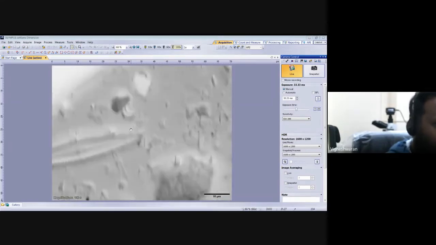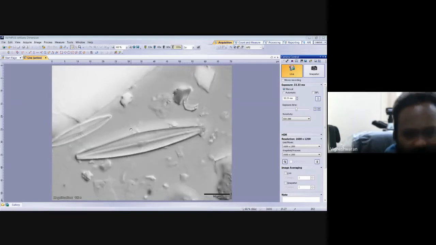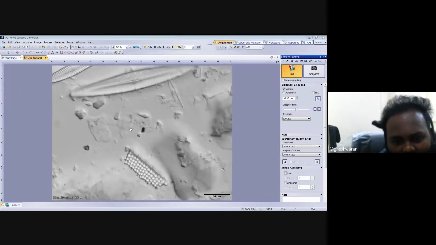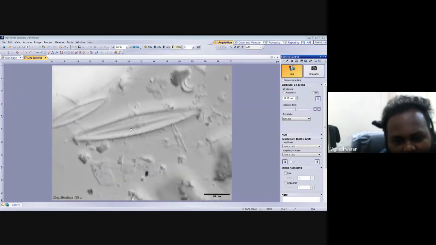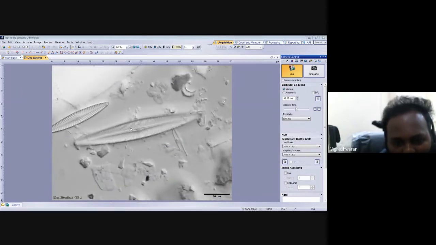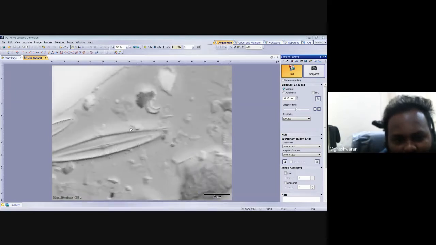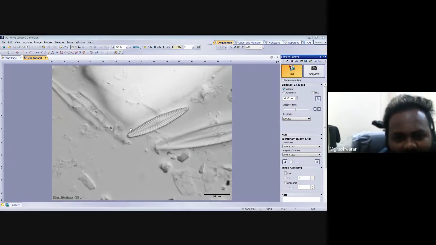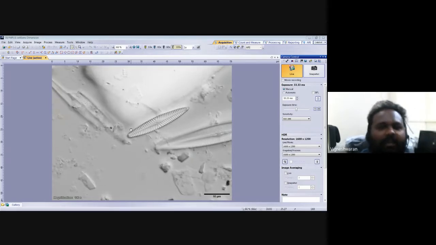So for example, here there are two diatoms. When we take a picture, we will keep just the diatom in the middle. We will focus it and capture it in a picture. Then again, we will capture the next one. Like that, we will capture multiple images. Then we will make the plate.